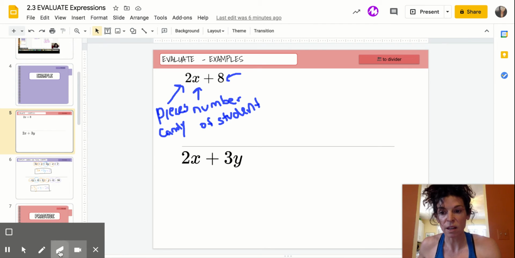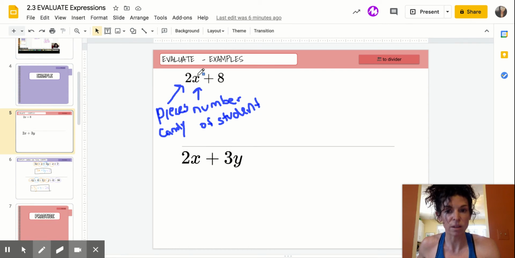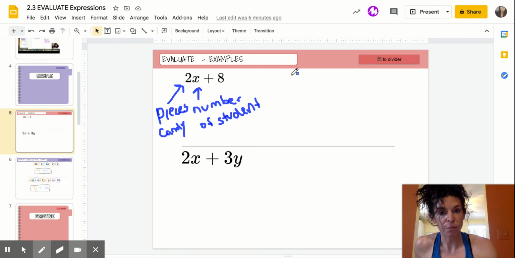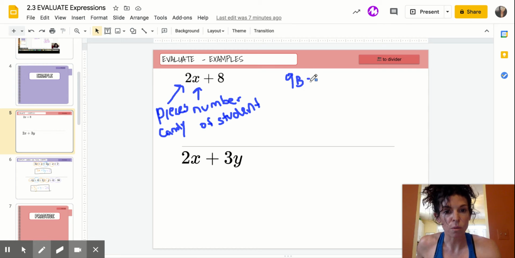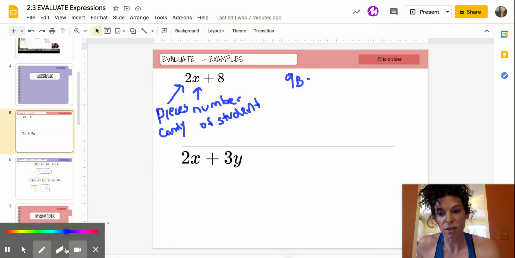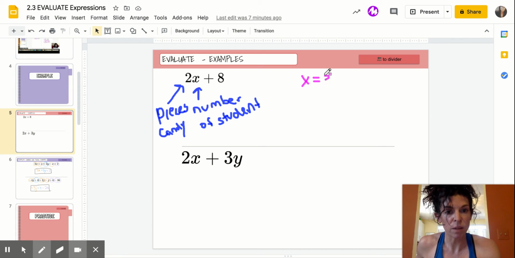Let's see, how do we evaluate? Evaluate means that I'm going to put some different numbers in for the number of students, for that variable, to see how much I need for each class. So for example, in my 9B class, I have 31 students. So in my 9B class, my X is going to equal 31. So when X equals 31, how many will I need for that class?